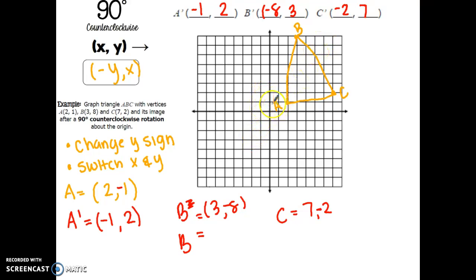Then I would just plot them. So (-1, 2), that is my A prime. B prime is (-8, 3), that's B prime. And C is (-2, 7), this is my C prime. So I connect my points, and this is what my original figure looks like, rotated 90 degrees counterclockwise. Let's move on to our next degree.